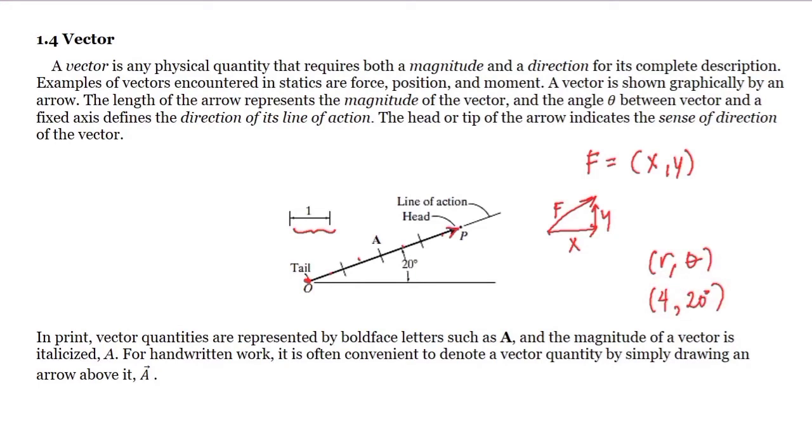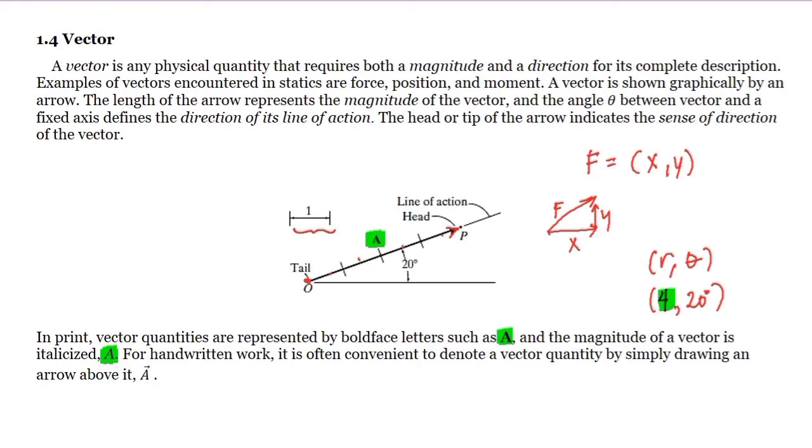In print, vector quantities are represented by boldface letters such as A, and the magnitude of the vector is italicized. So this is the magnitude of the vector. If we look here, this A is the name of the vector, which represents vector A, while this italicized A represents the magnitude of the vector.